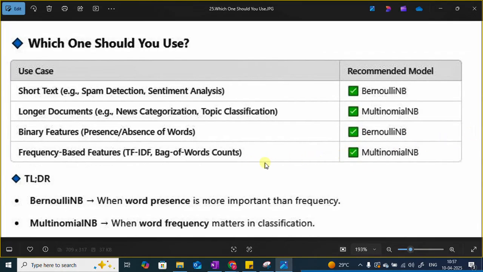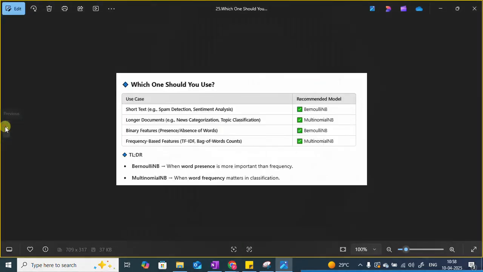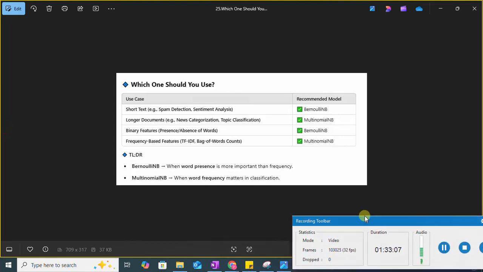So the key difference, and where to use each: if it is short text, use Bernoulli Naive Bayes, like spam detection and sentiment analysis. If it is a longer document, like news categorization or topic classification, then use multinomial Naive Bayes. If binary feature, presence or absence, Bernoulli. If frequency based, that is multinomial. That's all about the difference between the two. Obviously, this I have already shown you. Clear, guys? Any doubts so far?